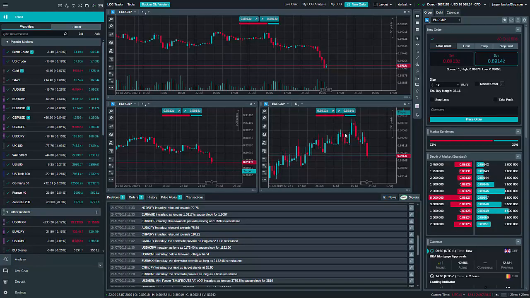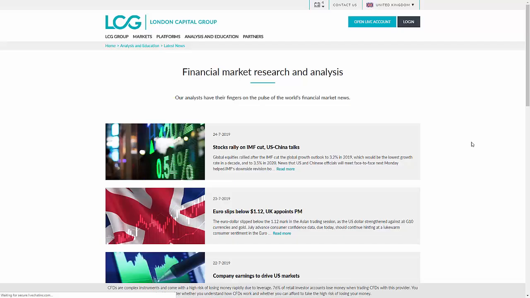If you move to the top of the platform from the menu here, obviously you can find the live chat through there. You can access My LCG, which is details about your account, and you can also access My LCG analysis. That will take you through to the lcg.com website and some of the available sections on the analysis and education section. Every day there are multiple articles on here explaining to you what's going on in the markets in terms of market news and how it might affect the different kind of markets that you're trading.